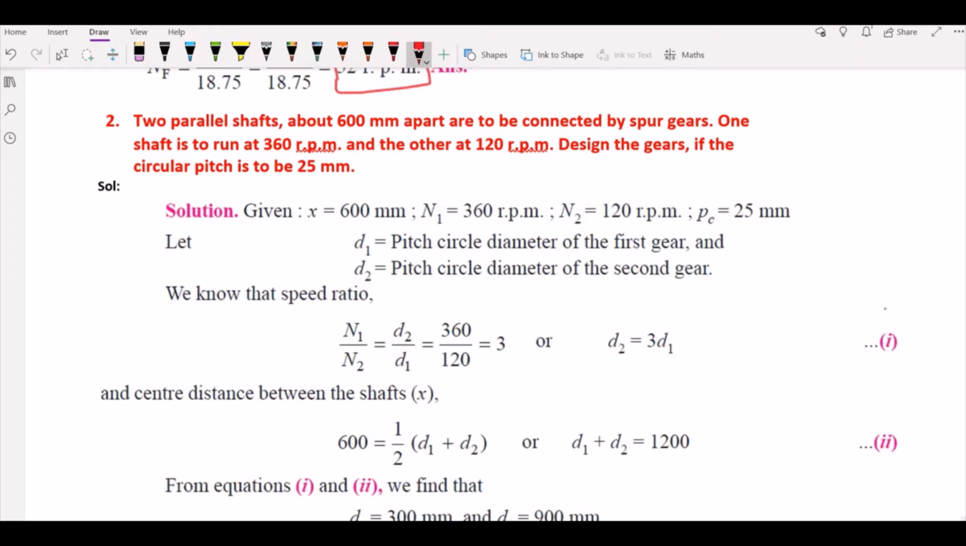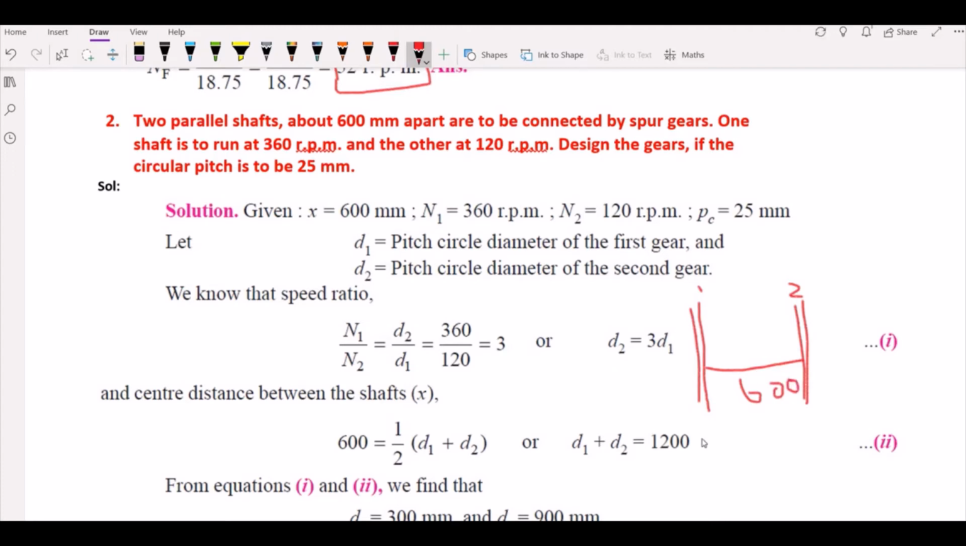Coming to the question, let's try to understand this. There are two shafts. Here there is one shaft, here there is another shaft: shaft number 1, shaft number 2. What is given is two parallel shafts, and the distance between these two shafts is 600 mm.